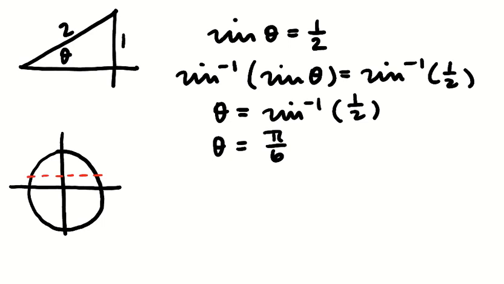We're seeing this pi over 6, but we're also seeing this other place here. This would be pi over 6 before pi. So that would be almost pi, but less by pi over 6. So that would be 5 pi over 6. So I'm going to go in and I'm going to look at 5 pi over 6.